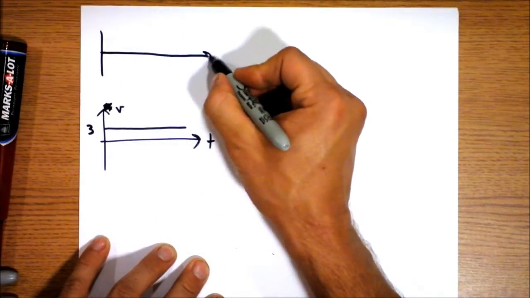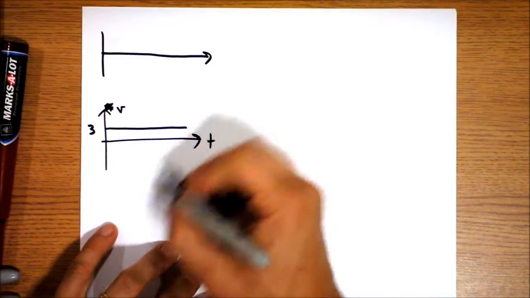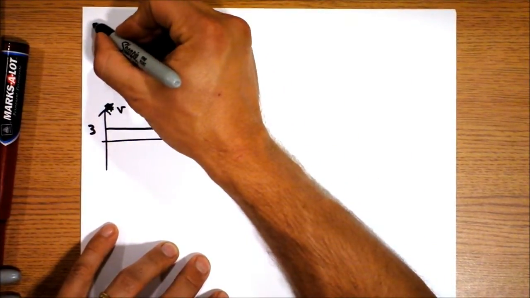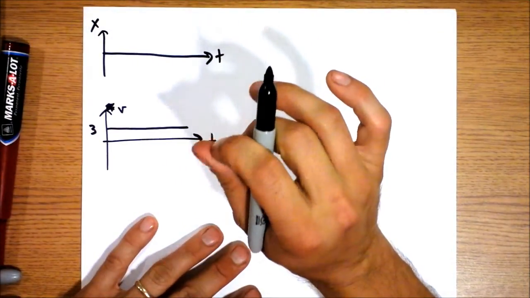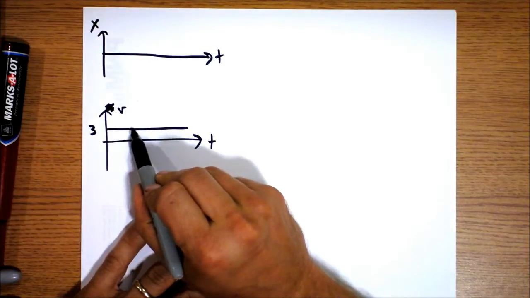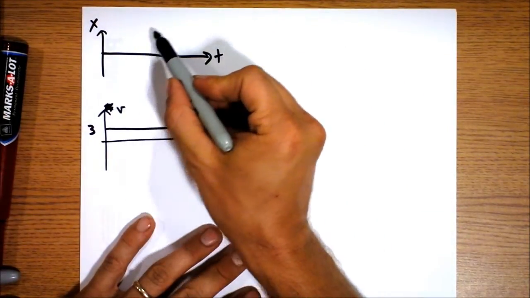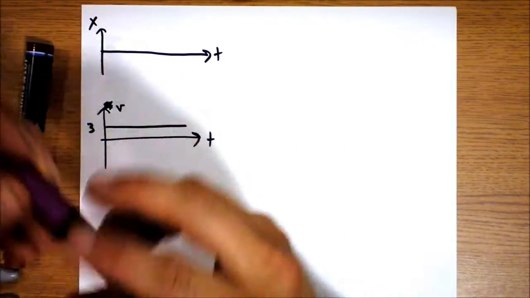And if the velocity is 3 for this entire time, then I could ask you to predict how the position is changing. There are a lot of ways to do this, but one way to do it is to say, well, if we know the velocity is 3, then I know I need to draw a line here whose slope is 3 all the time.